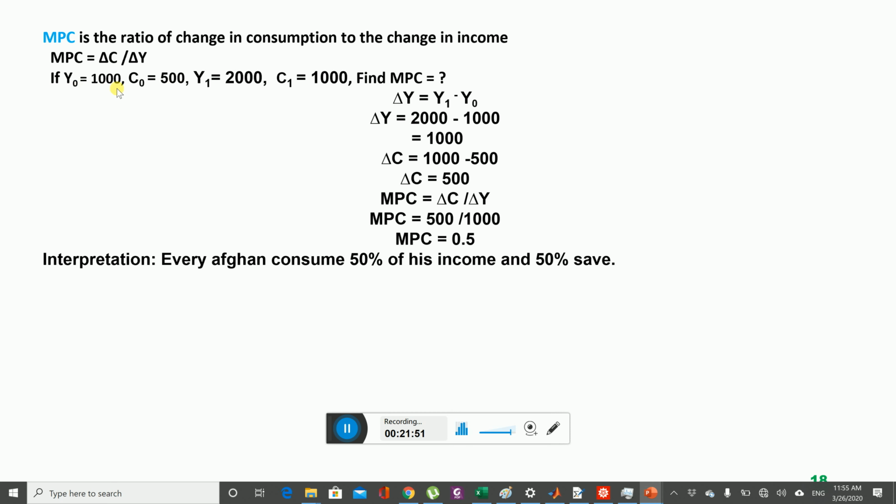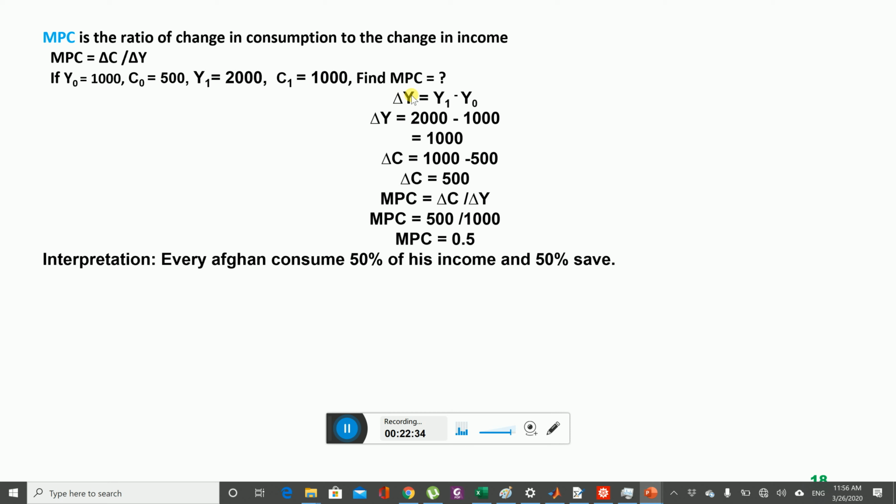Suppose Y0 is the first national income, $1,000 billion, and C0 is the first consumption of the economy, $500 billion. Y1 is the second national income, which doubles. So consumption C1 also doubles, from 500 to $1,000 billion. The question is: calculate MPC. You define MPC as that amount out of the change in income that the consumer consumes, or the fraction of the change in income which is consumed, not saved.